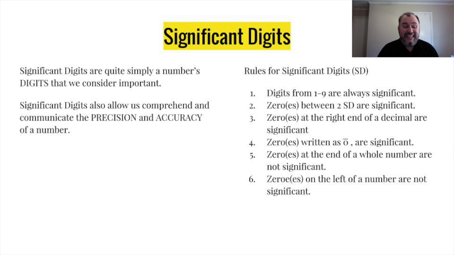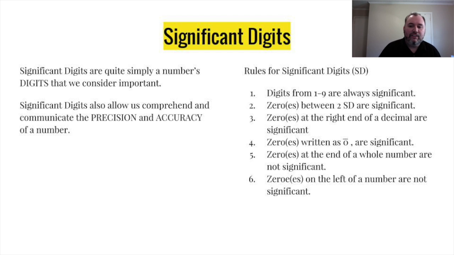There are rules for identifying significant digits. What I suggest you do is pause the video here and copy these down. Make sure you've got them, but I'm going to go through these rules. Rule 1, digits from 1 to 9 are always significant. Rule 2, zeros between two significant digits are always significant. Rule 3, zeros at the right end of a decimal are significant. Rule 4, zeros written as a 0 with a bar notation up top are significant.